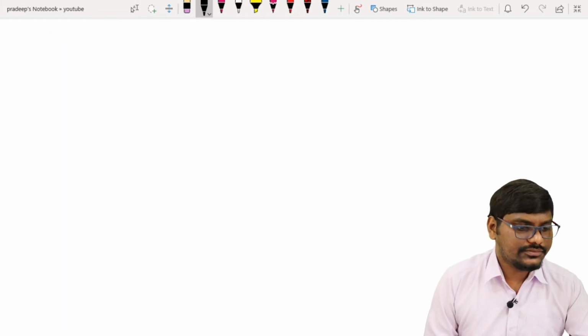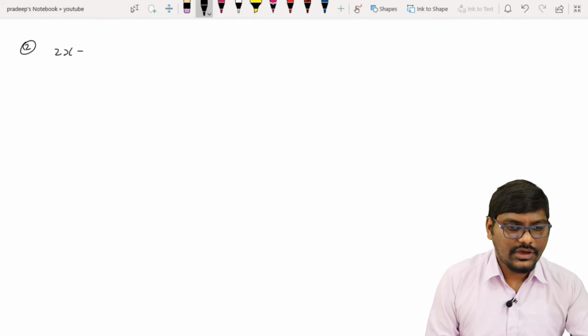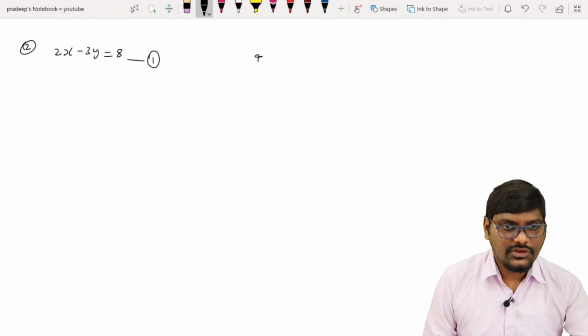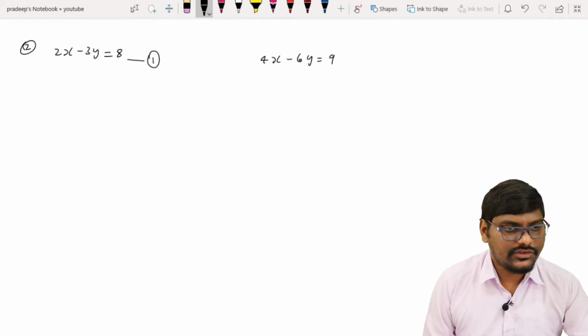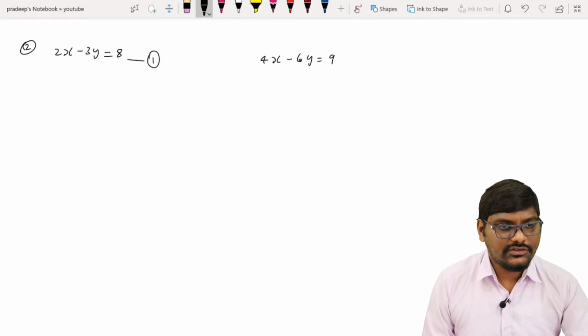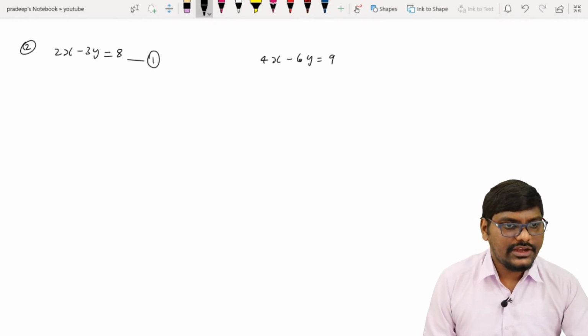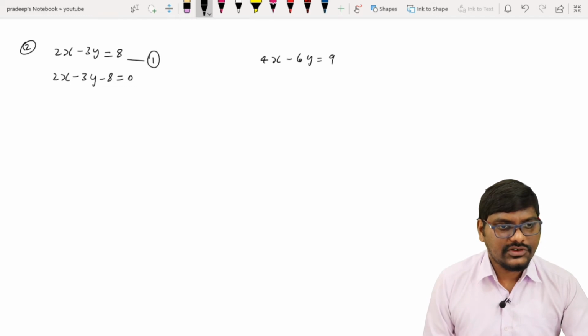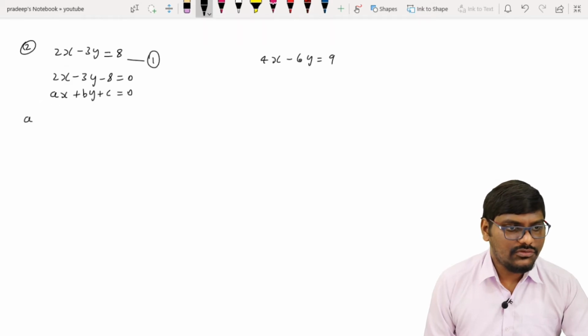The question number 2 is: 2x minus 3y equal to 8 is the first equation. The second equation is 4x minus 6y equal to 9. Now I can write this by equating it with the general equation. Before that, I'll send the 8 to this side, so I can write 2x minus 3y minus 8 equal to 0. Representing this with the general equation ax plus by plus c equal to 0, a is 2, b is minus 3 and c is minus 8. This is nothing but a1, b1 and c1.